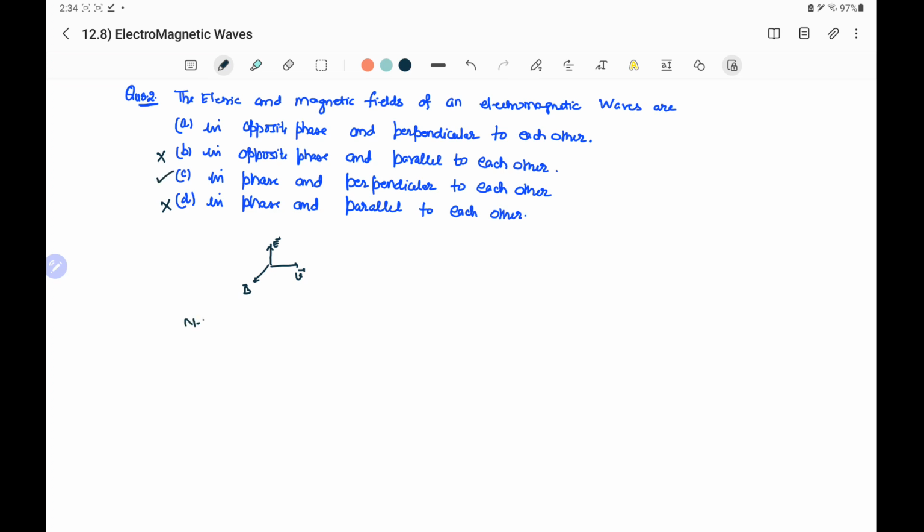Here we have to remember a note that for an electromagnetic wave, electric field vector and magnetic field vector oscillate in phase.